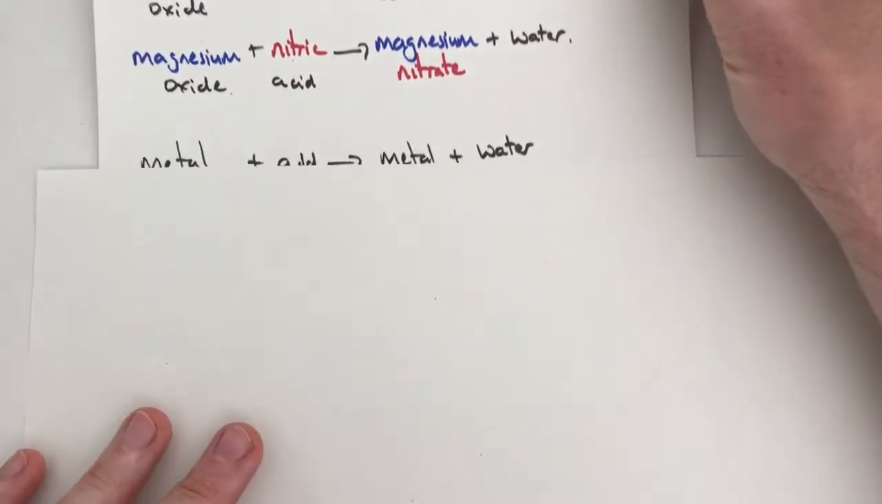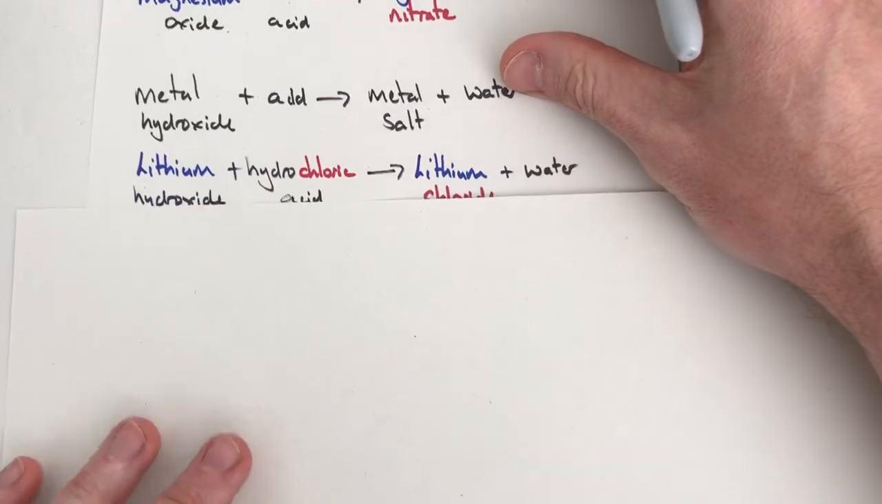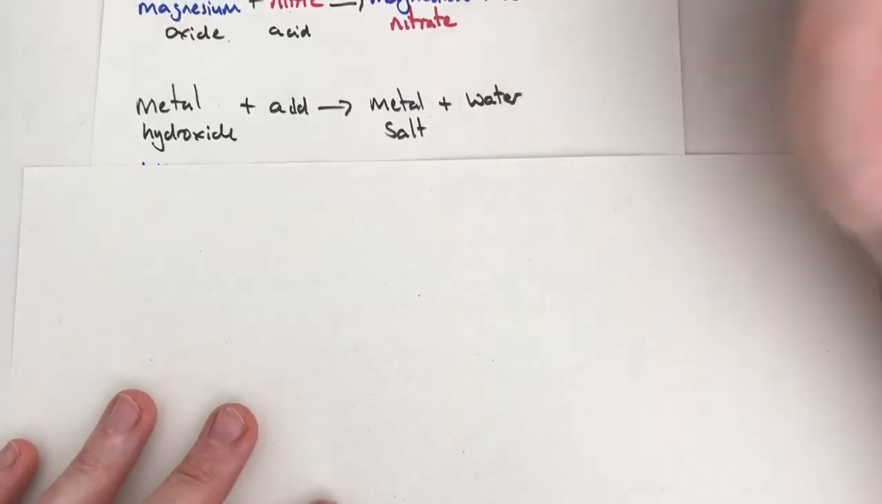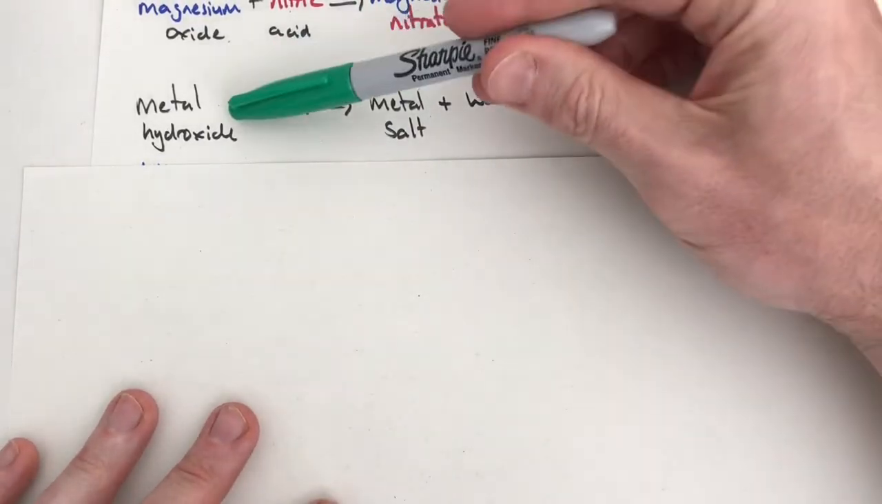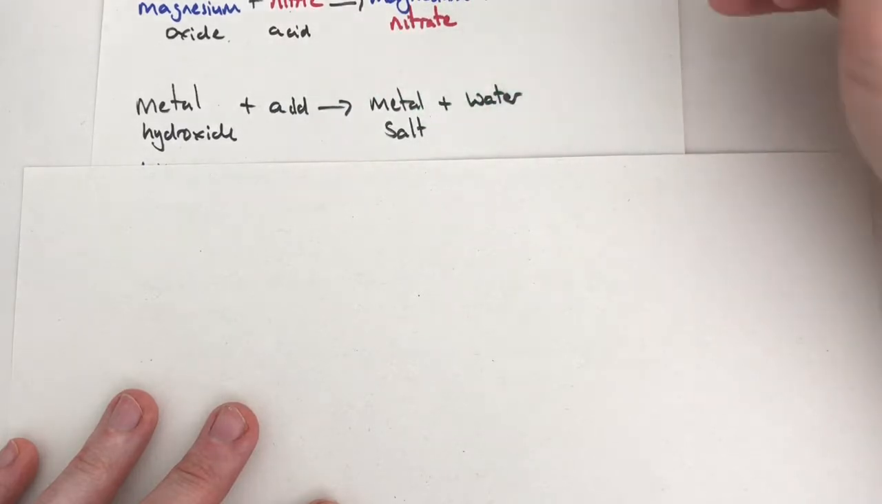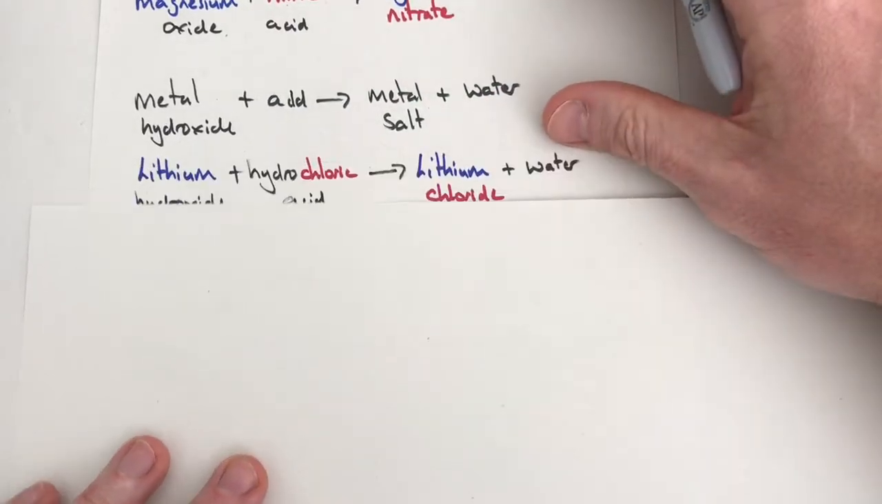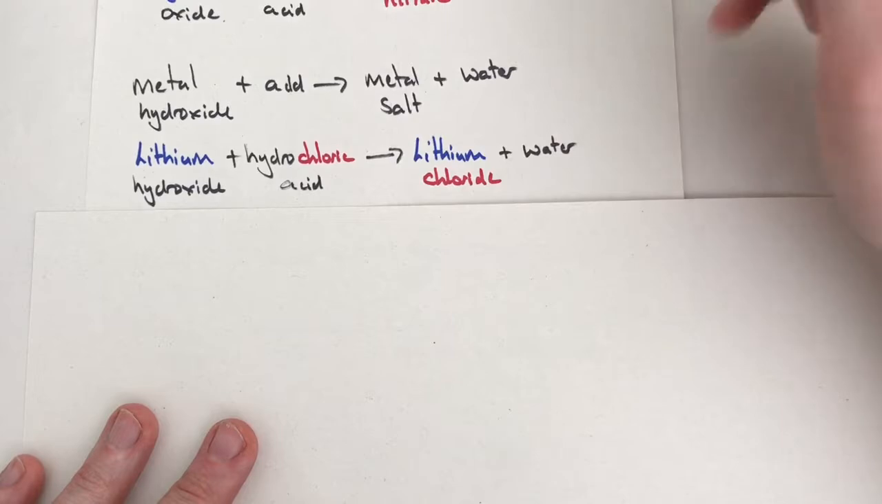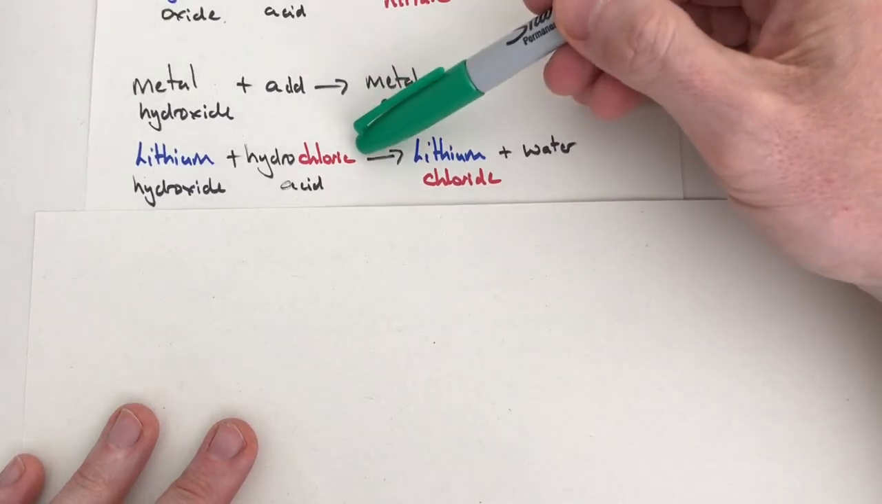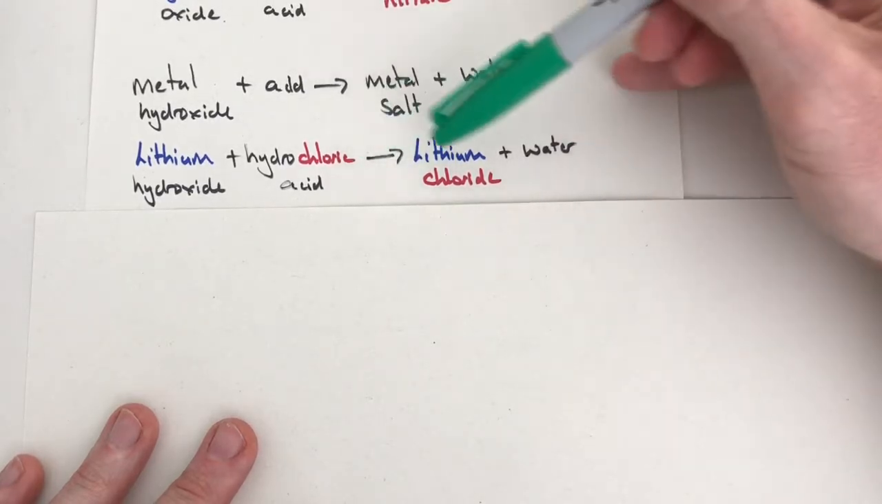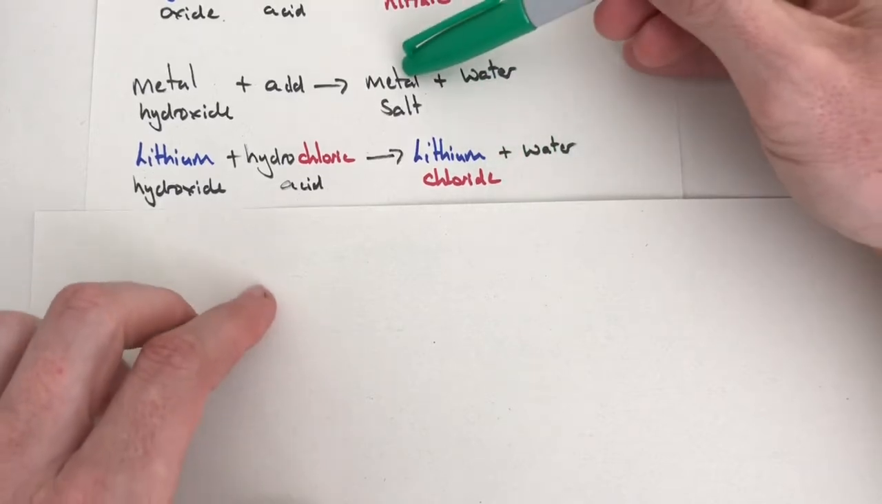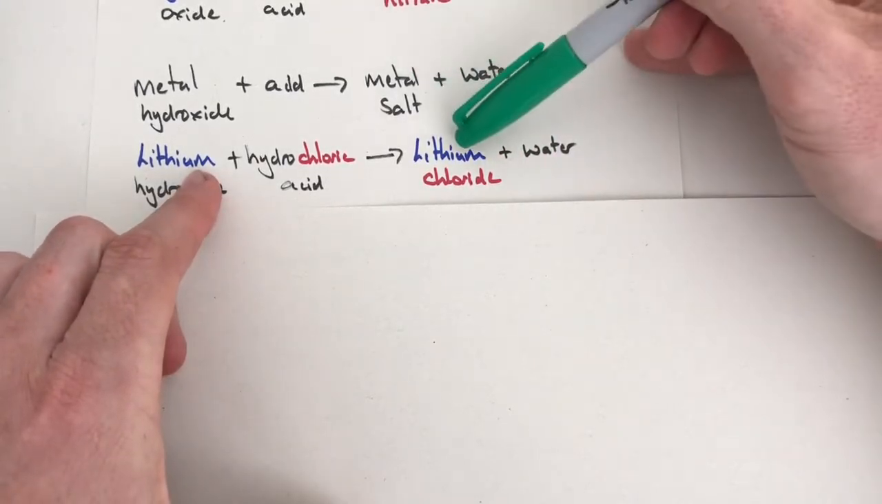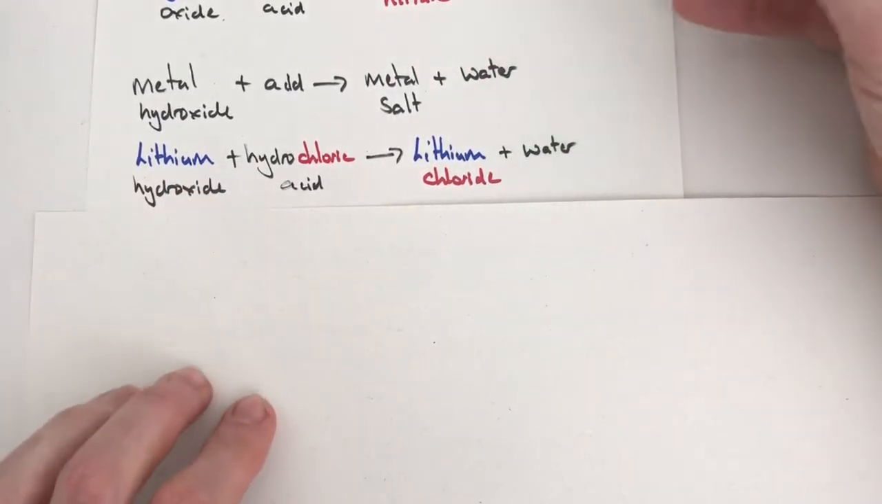Next one on the list is another neutralization reaction: a metal hydroxide with an acid, so an alkali with an acid, makes a metal salt and water. Again, the same rules apply for naming the salt. In this example, we've got hydrochloric acid, so it's going to be a chloride, and then the metal part is the metal from here, so it's lithium chloride and water.